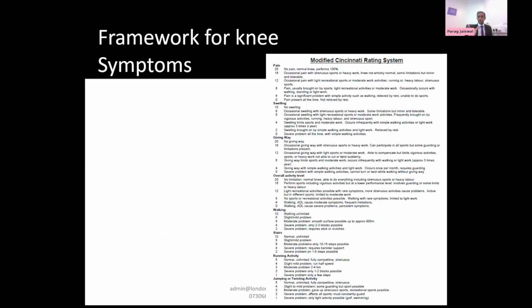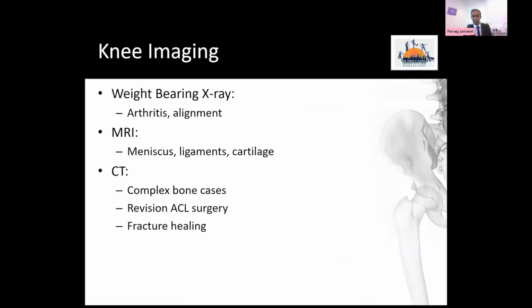It's typically used, I've used this when I was writing my MD thesis for cartilage repair. And so we determine the score before and then 6 months and a year afterwards to see how much improvement has occurred. But it's a useful framework which I use. And I'll use this to talk about my case discussion here.